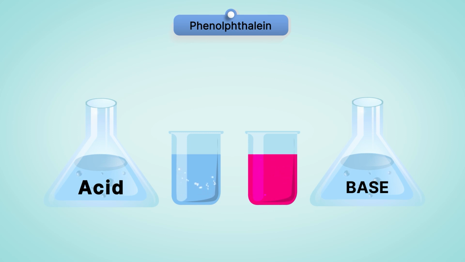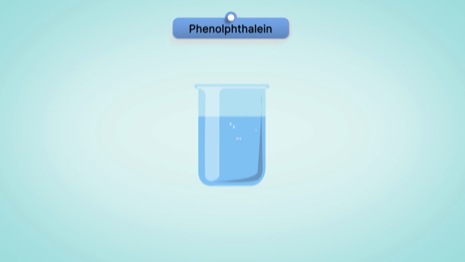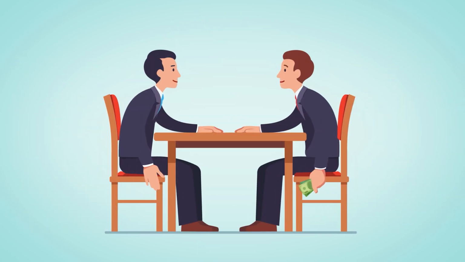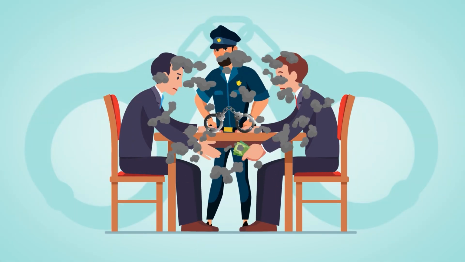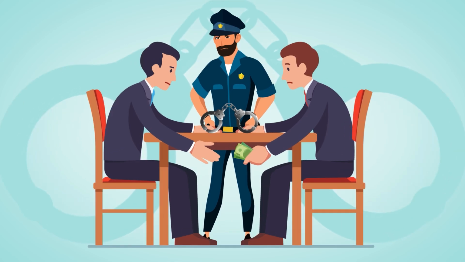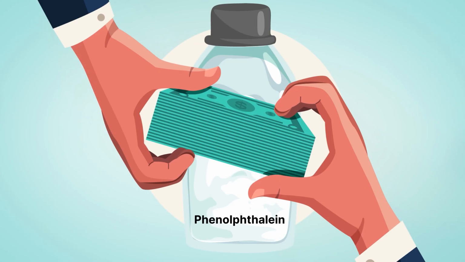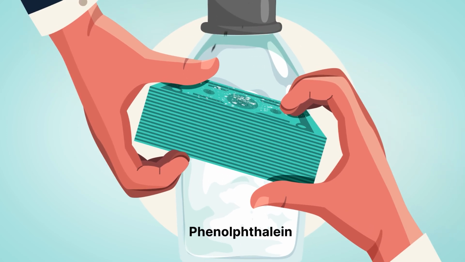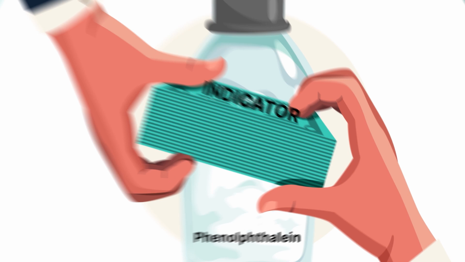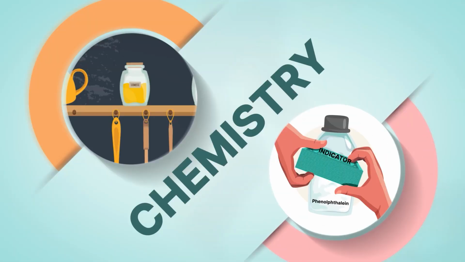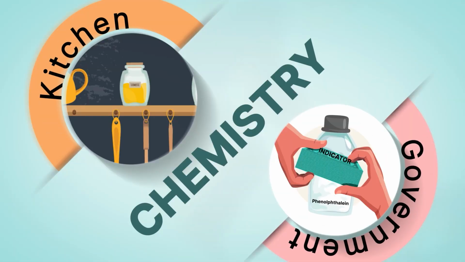How about I let you in on a small trivia here? Phenolphthalein is also used by the anti-corruption team to fight corruption. Your task is to find out more about it. Let me add a hint for you. It has got to do with its property as, you guessed it right, an indicator. You see, chemistry is useful everywhere, from the kitchen to the government offices.